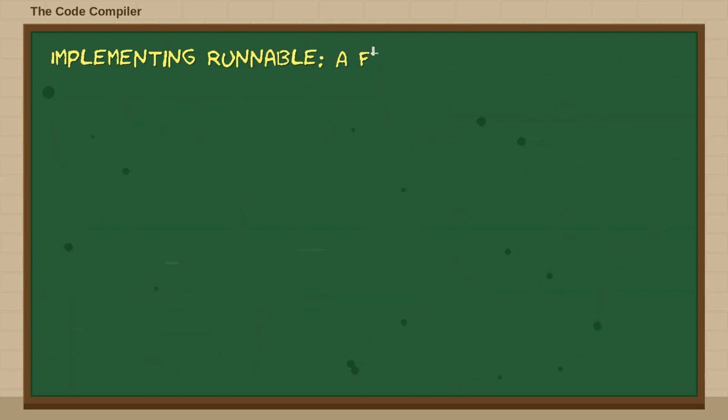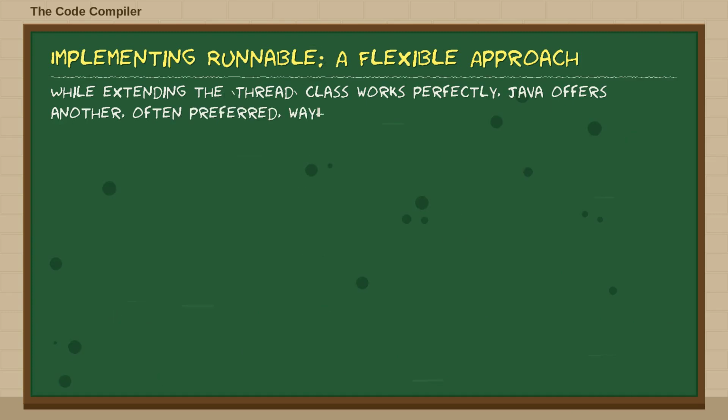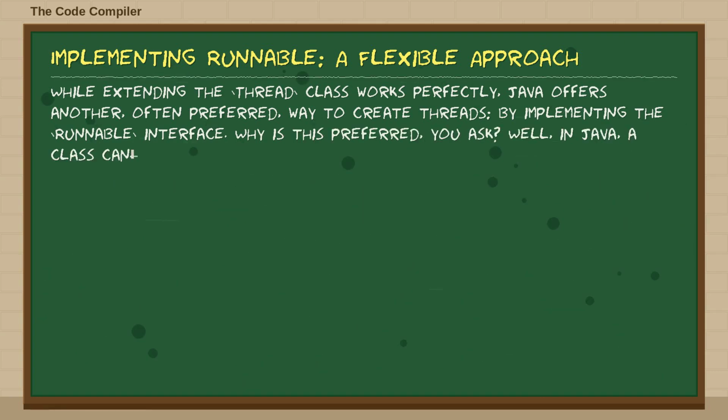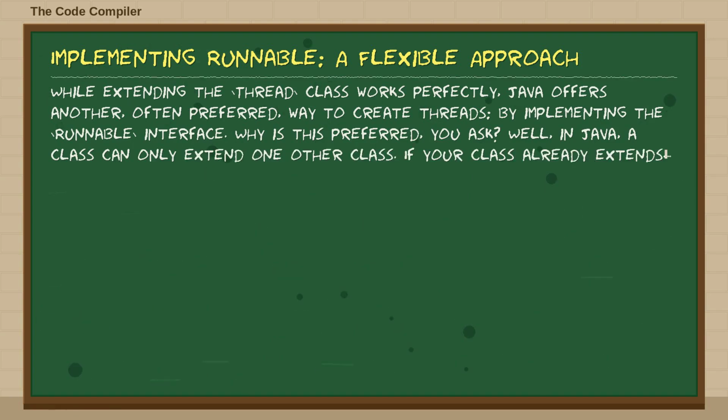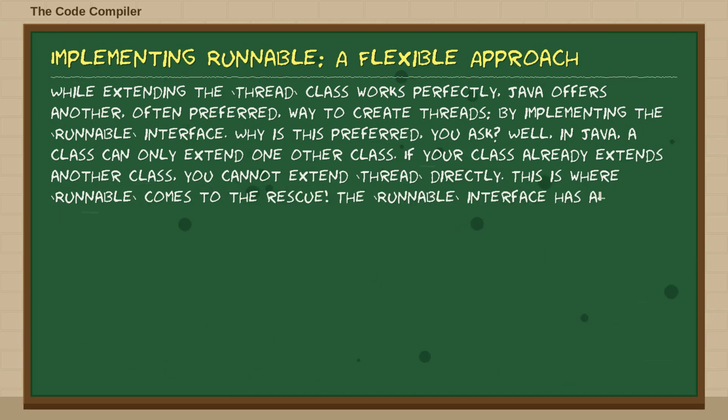While extending the Thread class works perfectly, Java offers another, often preferred, way to create threads by implementing the Runnable interface. Why is this preferred, you ask? Well, in Java, a class can only extend one other class. If your class already extends another class, you cannot extend Thread directly. This is where Runnable comes to the rescue.